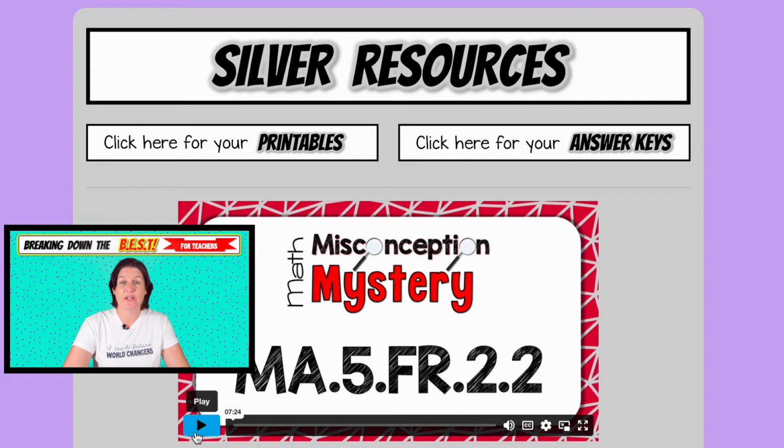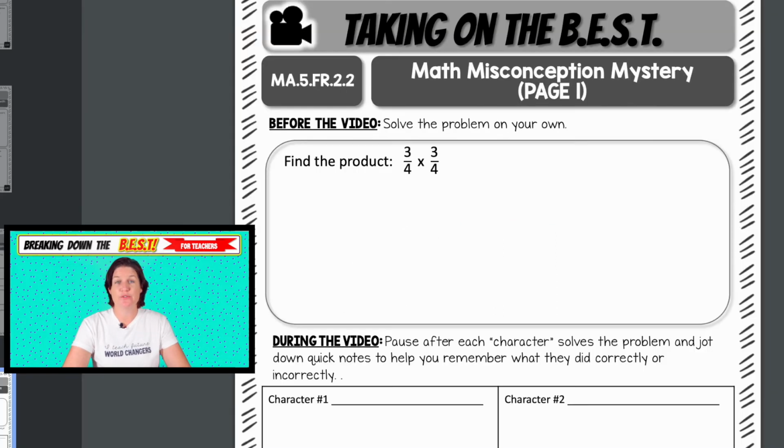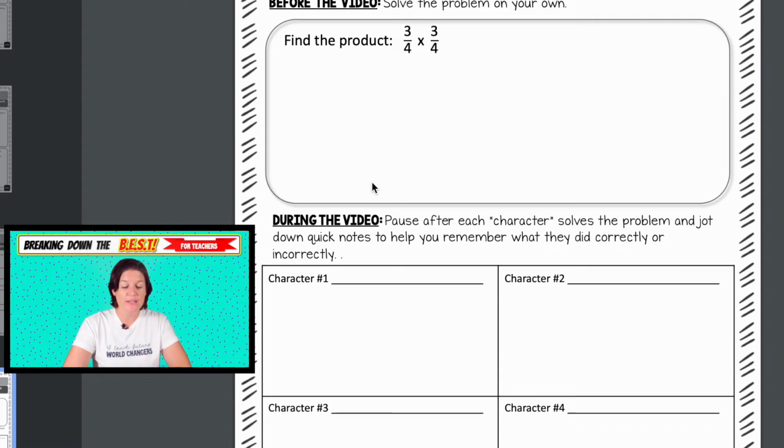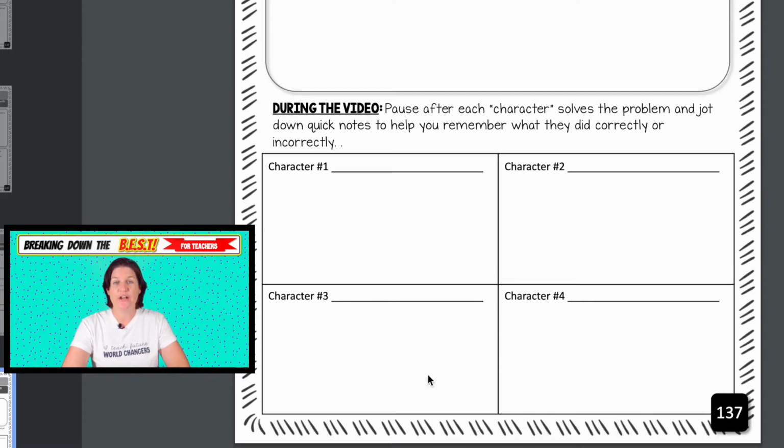All you have to do is click play and I will guide your students through the entire process. First, I'll tell them that they can go ahead and solve this problem, and then they will watch as 4 characters solve that same problem, 3 of them making a mistake, and only 1 of them has the correct answer.